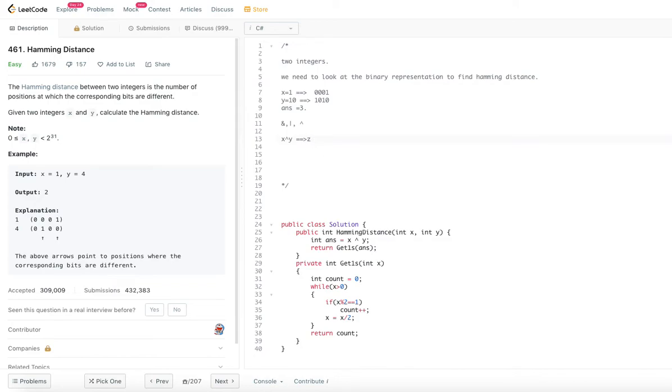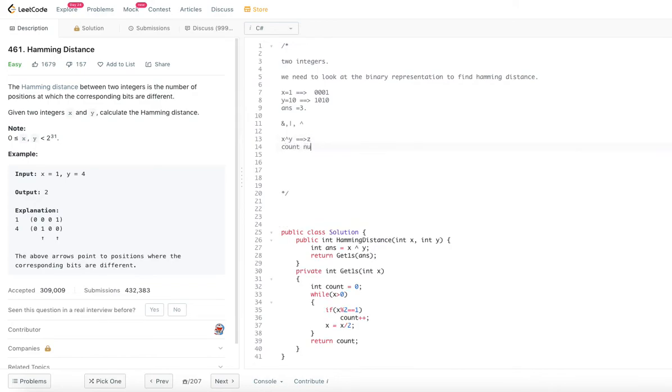Okay, so now we count the number of ones in Z. Let's say X XOR Y is Z. Now what we are going to do is count the number of ones in Z, which is the answer, which is what we want.